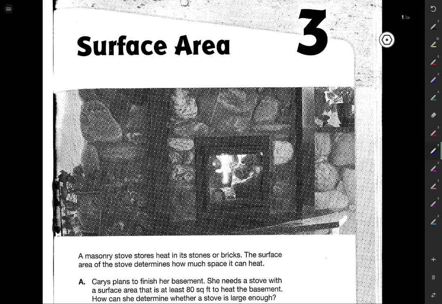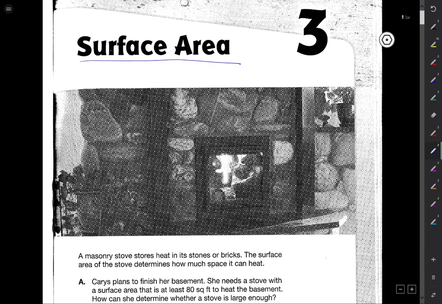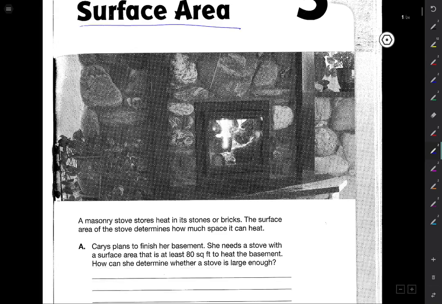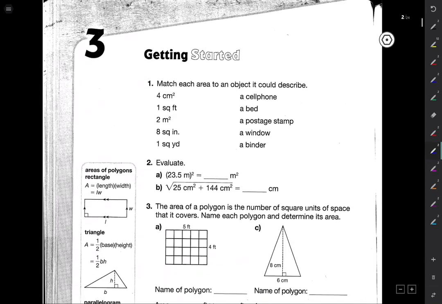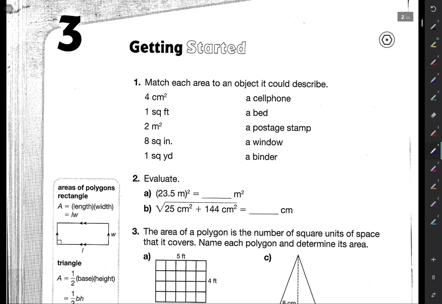In our second unit, we're going to be focusing on surface area as well as volume. So let's work through here. We're going to skip over this part here and just move into this getting started. So number one here, it says match each area to an object it could describe.